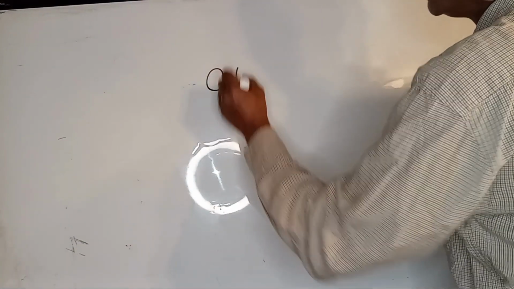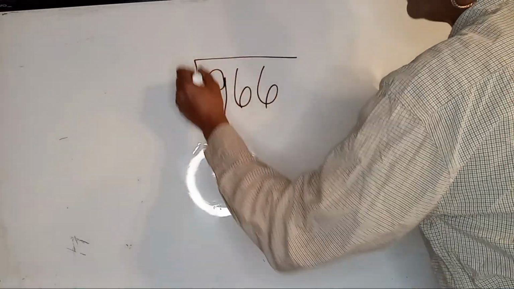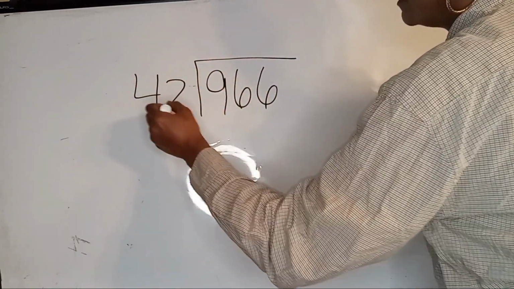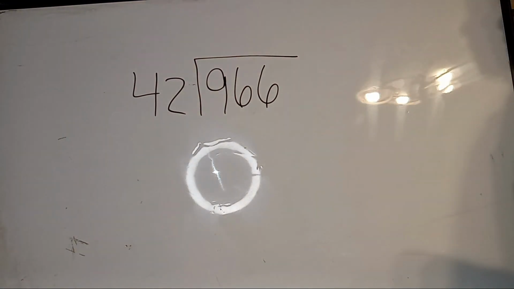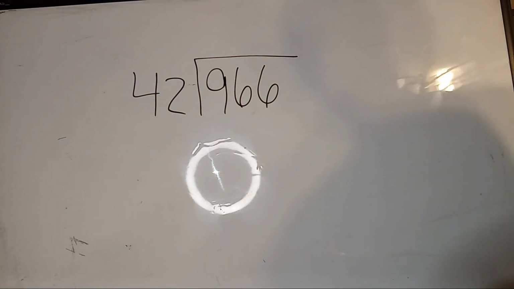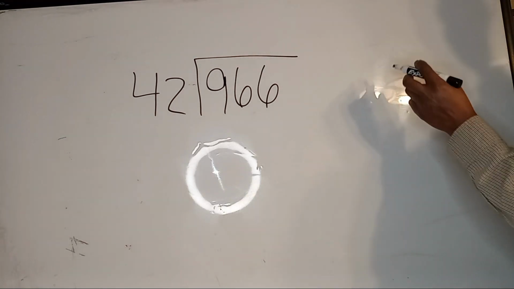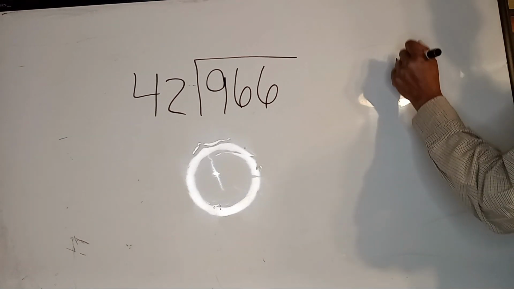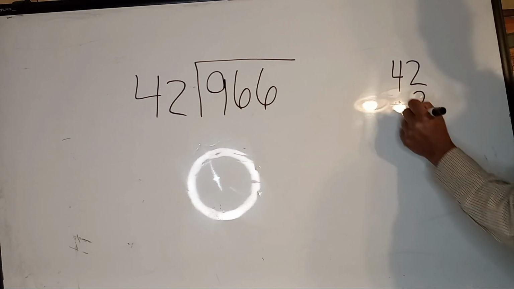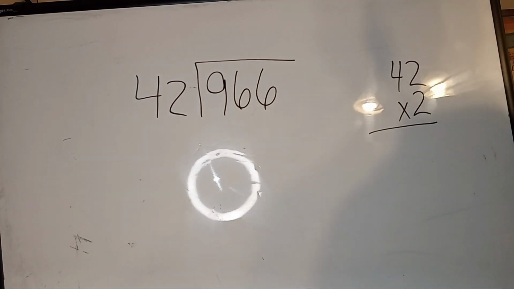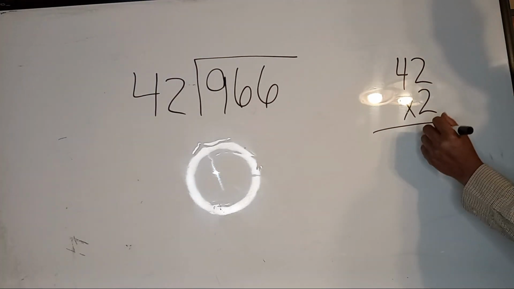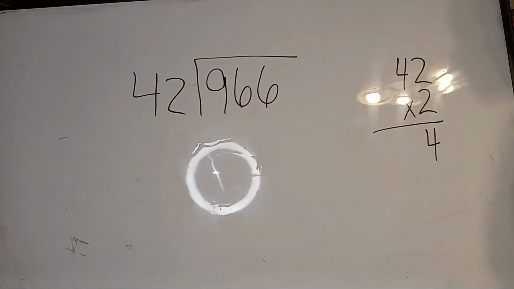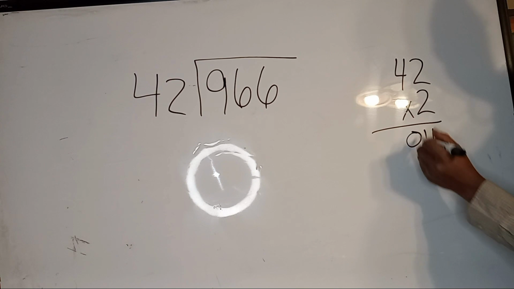All right, so we have 966 books. We're going to divide that by the 42 shelves. So the first thing we need to do is figure out how many groups of 42 we need to reach 96. So the best way to do it is 42 times 2. So 2 times 2 is what, Jamir? 2 times 4. All right. And 2 times 4 is how much? 8. All right, so we get 84.